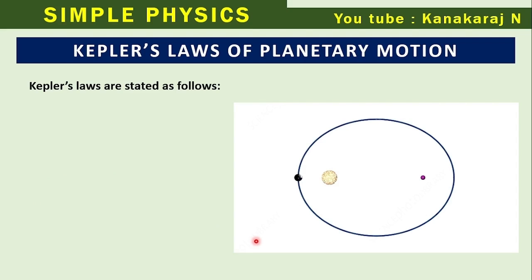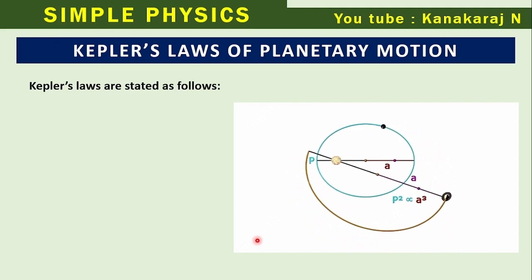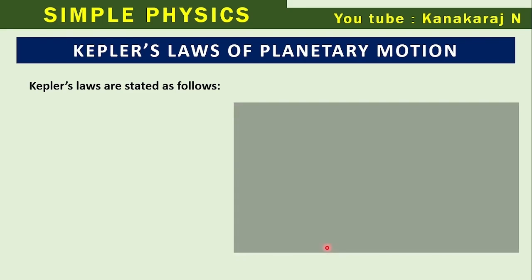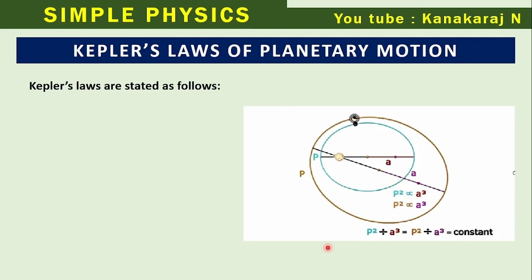It's the third law. Let us see another animation. This is the first planet, which goes around the Sun in the blue orbit, where it has its semi-major axis equal to A. It covers one revolution, its time period is P, so P square is proportional to A cube. The second planet, in the brown orbit, has a period of revolution P, and its semi-major axis is A. So P square is proportional to A cube, which is a constant.